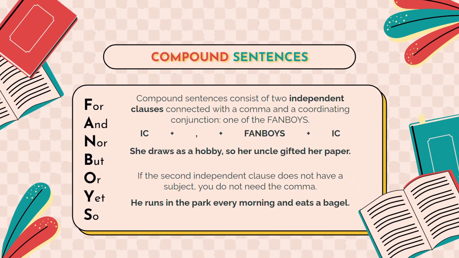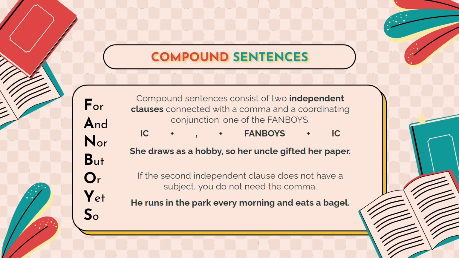Here is how compound sentences are built. First, you have the beginning independent clause. Then, since you are adding another independent clause on the end, you need a comma. The fanboys are for, and, nor, but, or, yet, so. After the comma, place one of the fanboys. Then, finally, add the second independent clause. Back to the topic of the comma. If you are just combining an independent clause and a phrase using fanboys, you shouldn't need to use a comma.